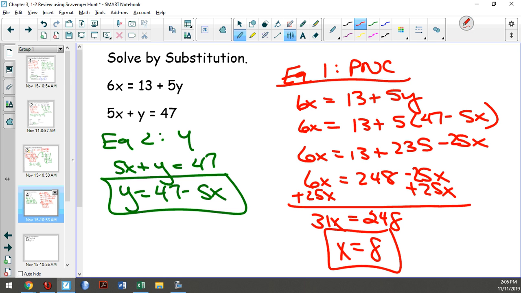Then you got a big ugly fraction to plug in, and it makes things much more difficult. If you're going to do substitution, you always want to choose the equation with a coefficient of 1. If you don't, you're making things twice as hard for yourself. It's possible, but it's going to make it much harder.